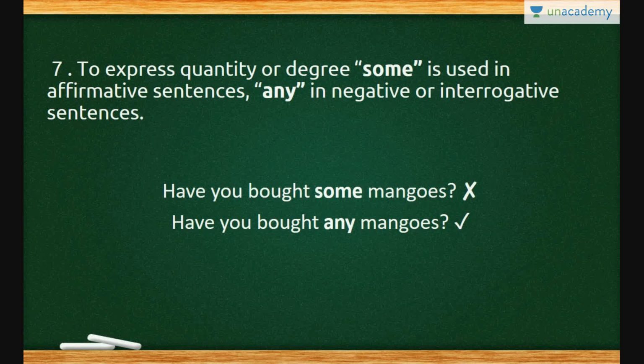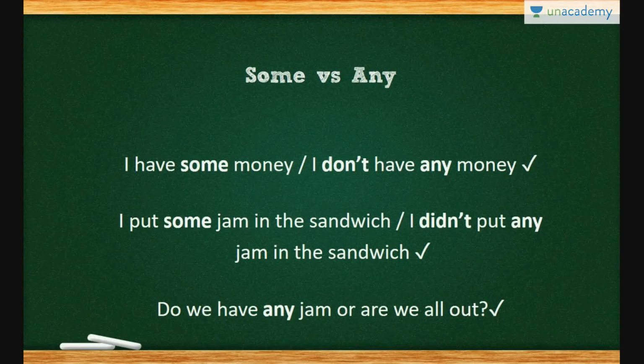Have you bought some mangoes? Now notice this is an interrogative sentence. So we don't say some mangoes, we say have you bought any mangoes? That means have you bought any mangoes at all? Now let's discuss the difference between some and any. Since the rule said some is used for affirmative and any is used for negative and interrogative sentences. Now, affirmative means positive sentences. So, just look at the sentences and notice the difference.